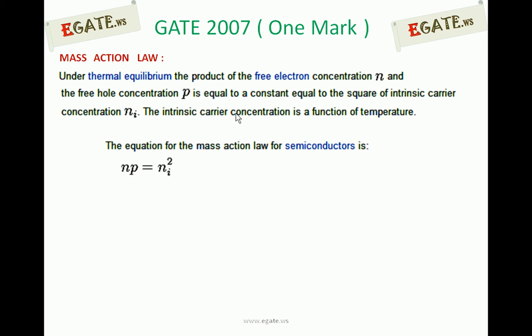So the mass action law can be defined like this: N into P is equal to Ni square. Under thermal equilibrium, the product of free electron concentration and hole concentration is always constant. N into P is equal to Ni square. For an N-type semiconductor and for a P-type semiconductor also it holds good.